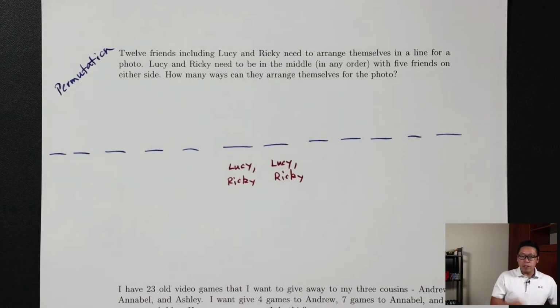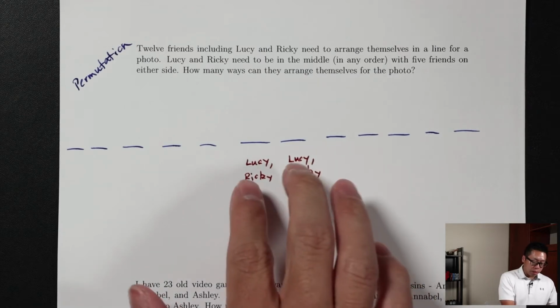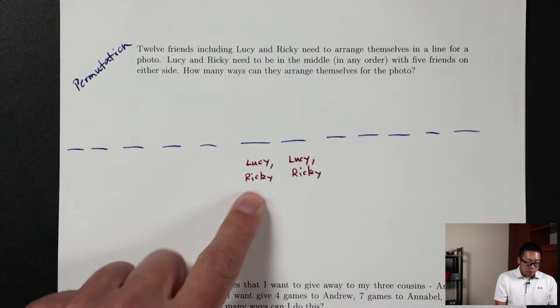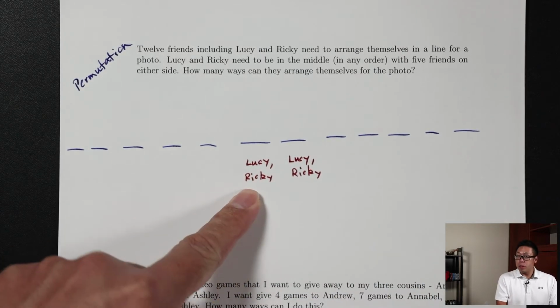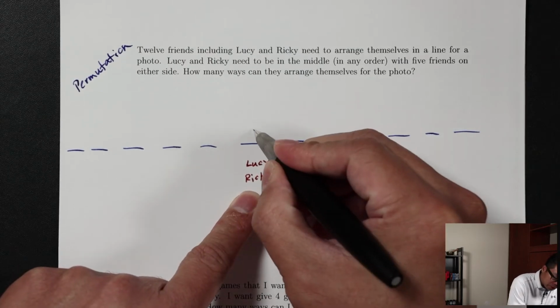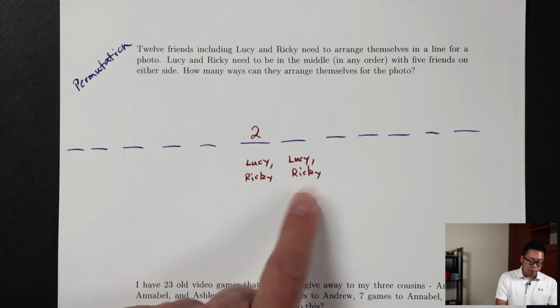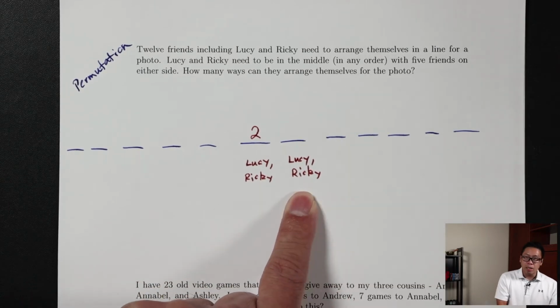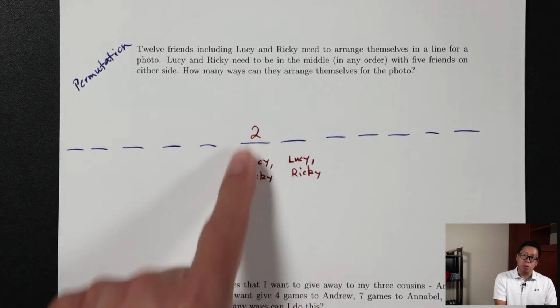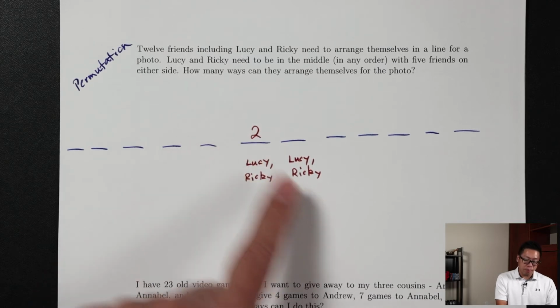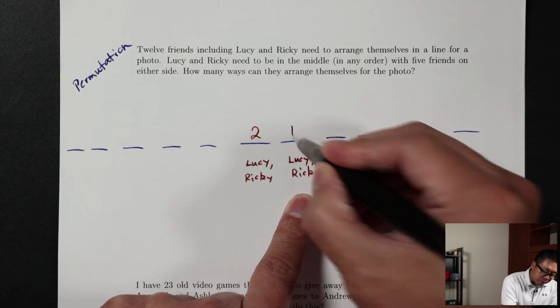Okay, starting with the most restrictive blank, which is the 2 in the middle. This one could be Lucy or Ricky, so 2 options. And anytime we're talking about people, we're not going to repeat, right? So for this next blank, Lucy or Ricky, keeping in mind that we already chose Lucy or Ricky for the first blank here. So we're down to 1.